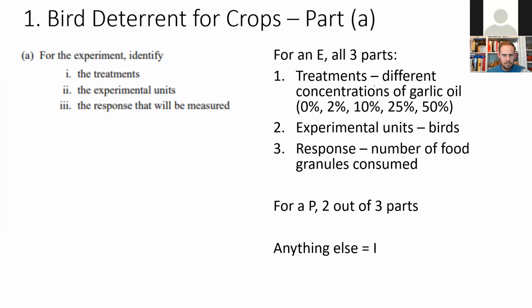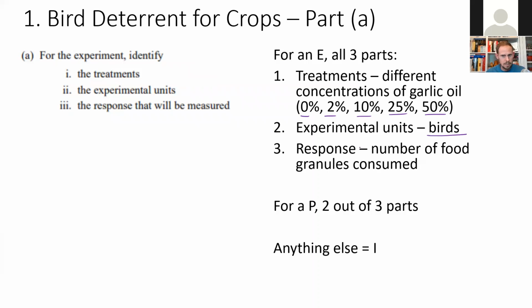All right, so the treatments are the different concentrations of garlic oil. So notice it doesn't say 5, it just says the different concentrations, and it lists them 0, 2, 10, 25, and 50. So those should be listed somewhere. I think if you just said the different concentrations of garlic oil, that was enough. But I mean, it's the AP exam. You can list the 5 numbers and make sure you get a 5, you know.